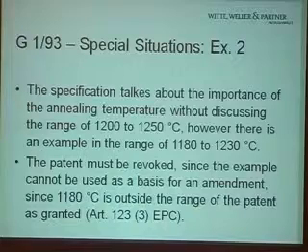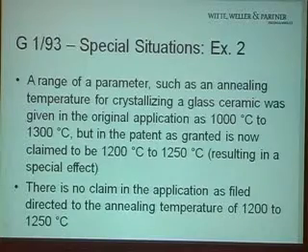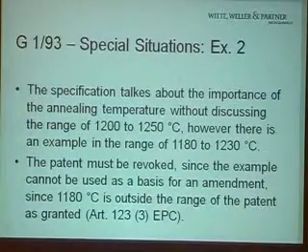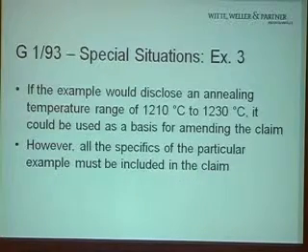However, there's one example in the range of 1180 to 1230 centigrade. Well, in the claim, it said 1200 centigrade to 1250 centigrade. Support cannot be found. Well, if the example would disclose an annealing temperature range of 1210 centigrade to 1230 centigrade, then it could be used as a basis for amending the claim.